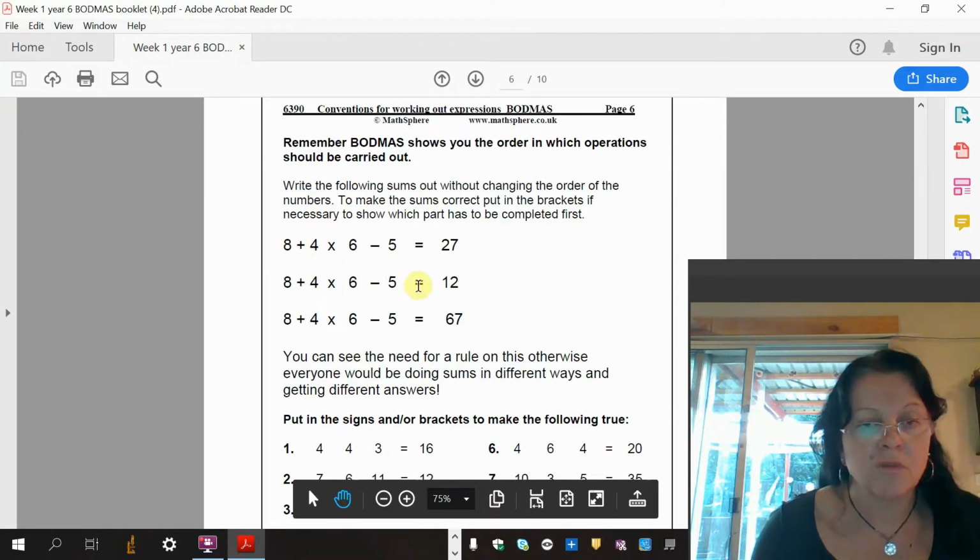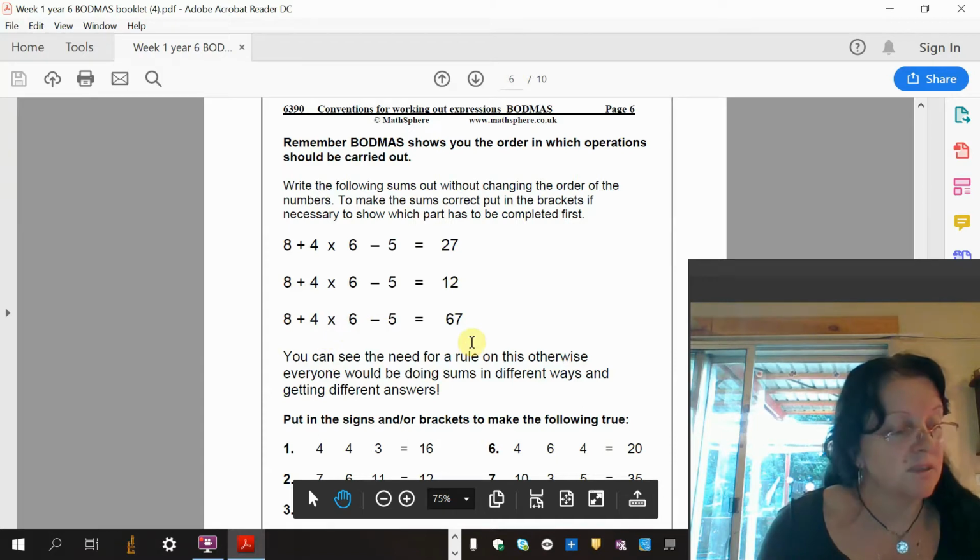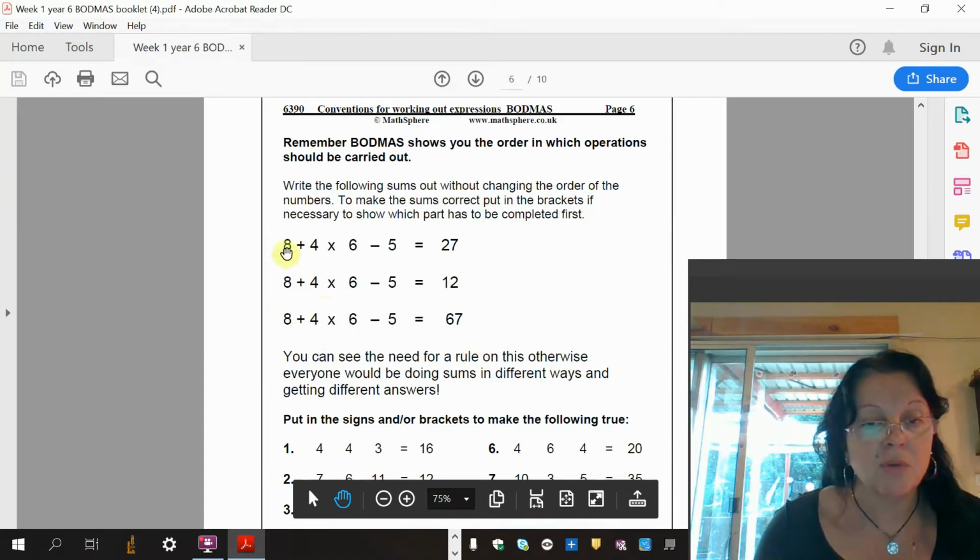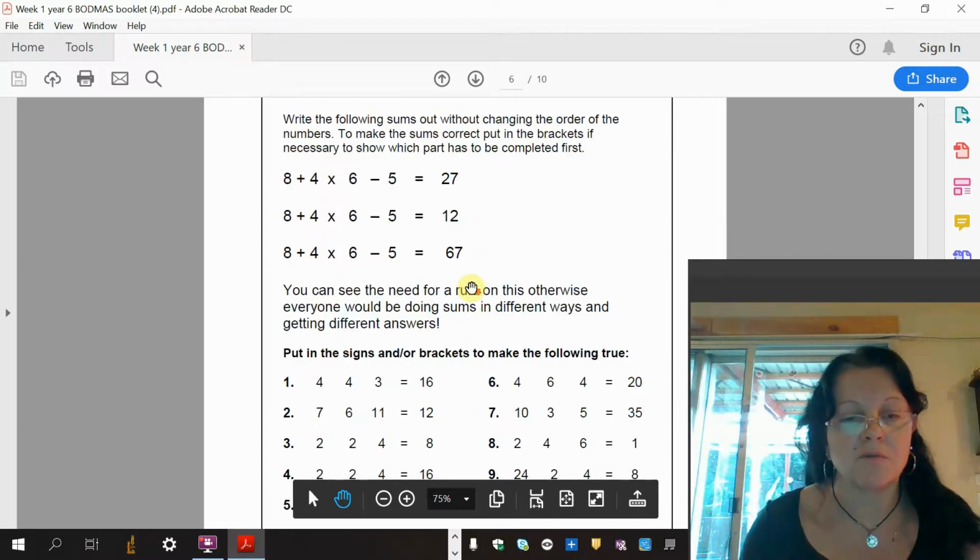we get 12, and then for the next one, we put the brackets on 8 plus 4 to do it first. Then we multiply by 6 and take away 5, that's 67. And here, if we put the brackets here and then put them here, we get the answer 12. Sorry, I had to think about that one for a second.